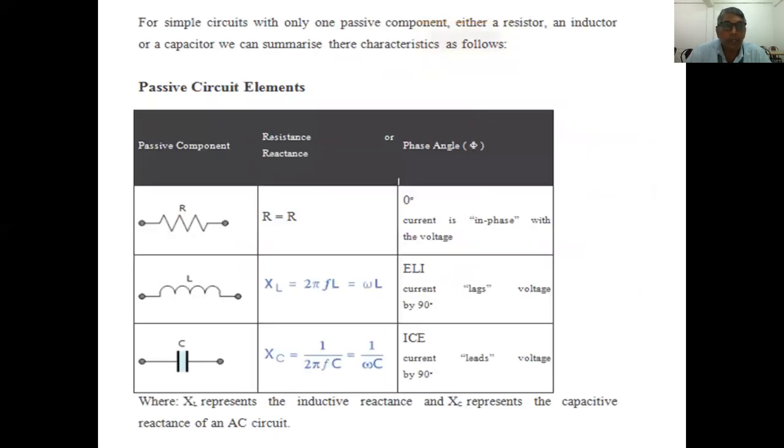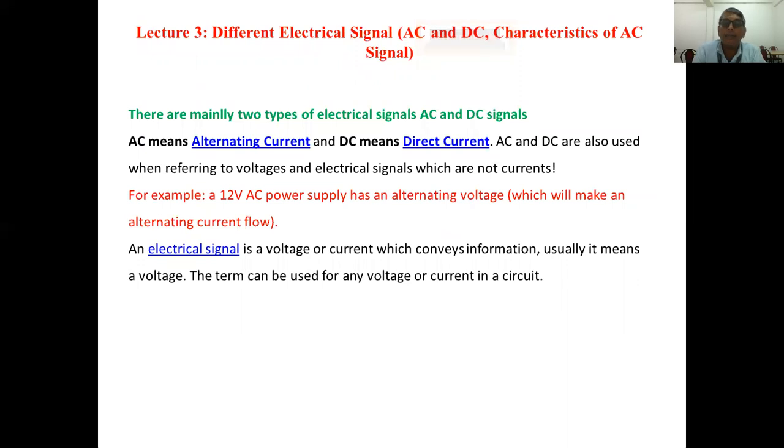So these are some of the things we are going to learn about. Each component has its own resistance. For a resistor we say resistance. For an inductor, we call it inductive reactance. Please remember that for the capacitor, we call it capacitive reactance. Okay.